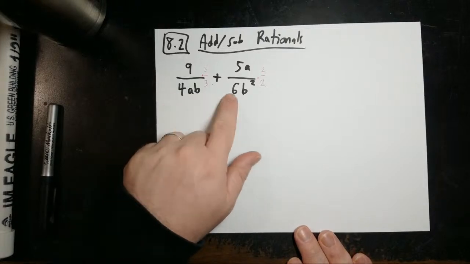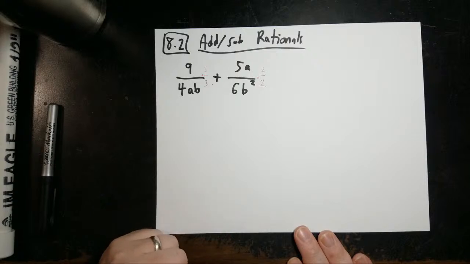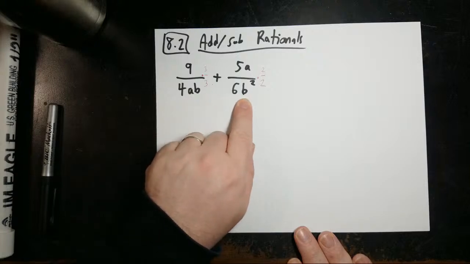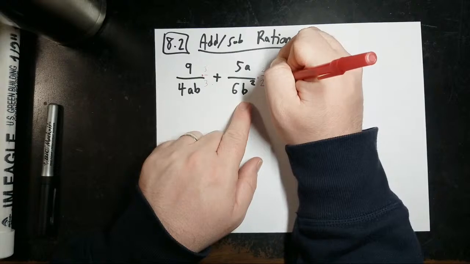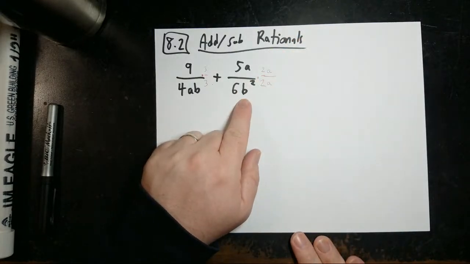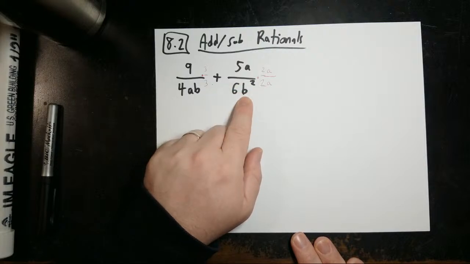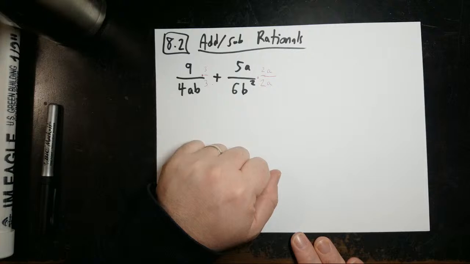That takes care of the 4 and the 6. Let's talk about the variables. This first fraction has an a on the bottom. The second fraction does not. So, in order to force it, I'm going to multiply that second fraction by a over a, because then the bottom of the fraction would have the variable a that the first one originally started with.